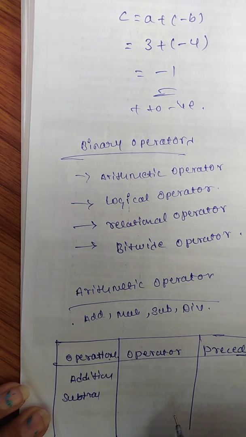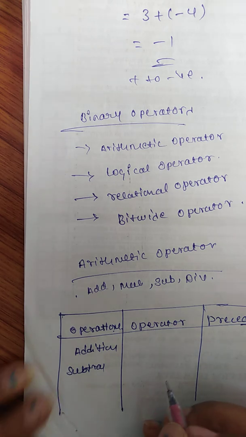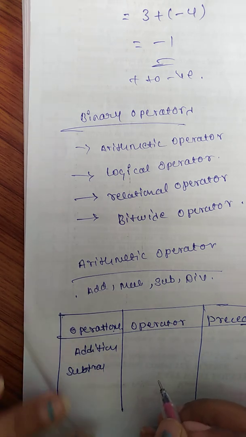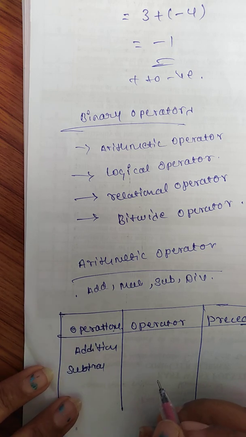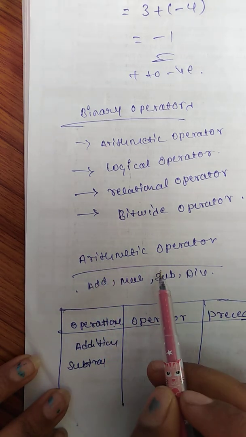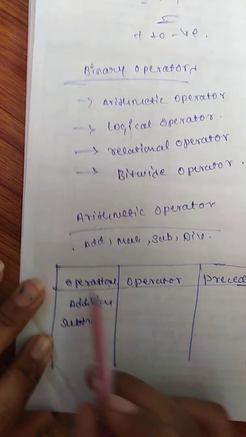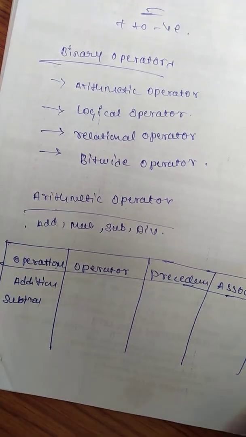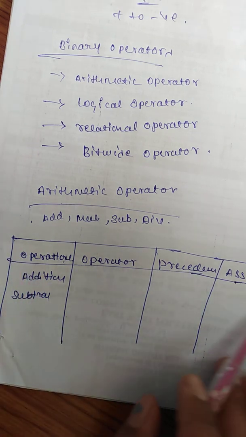Okay. Arithmetic operators means the arithmetic operations we can perform. It means addition, subtraction, division and multiplication of values, or modulus, we can use. I will explain this. Arithmetic operators, I will represent in one box. It means I will represent one table.